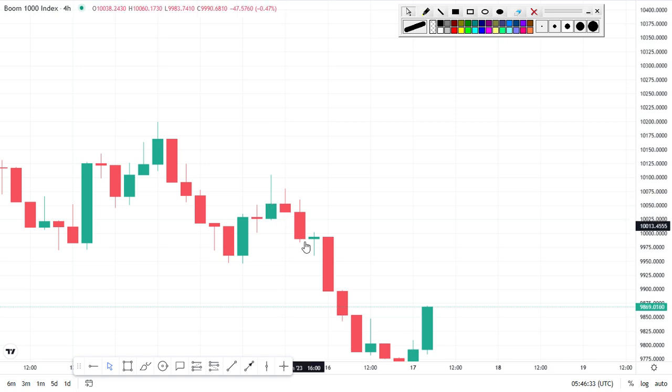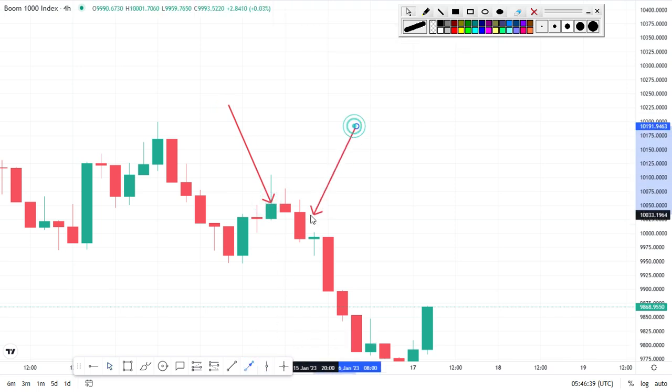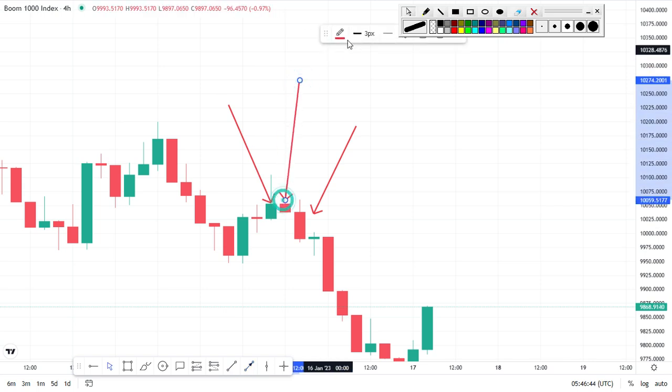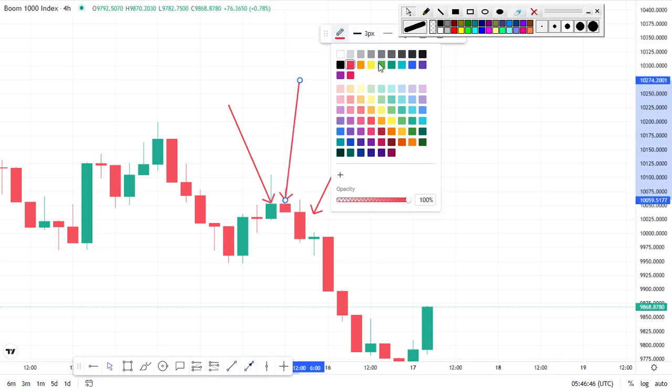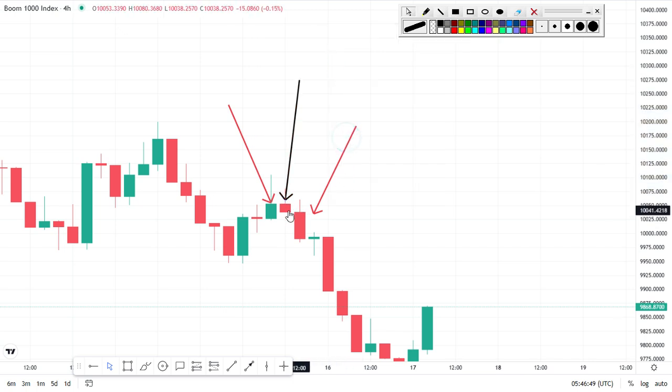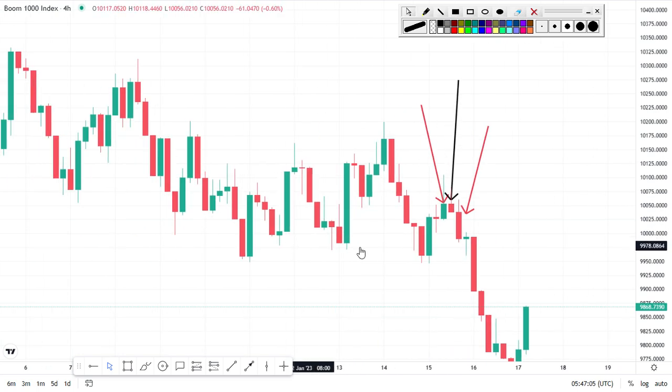So we have 1, 2, 3. The first one I say is just like the father, and this one is the mother, and the one in the middle is the child, which is the smaller one. You just want to see this formation where you have a bigger one, a smaller one, and a bigger one. The first and the third should be bigger than the one in the middle. So once you have this, you are expecting a reversal.